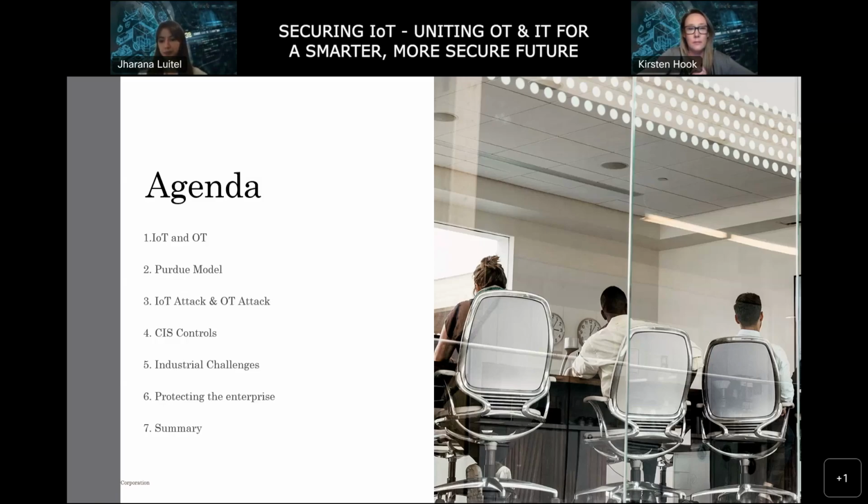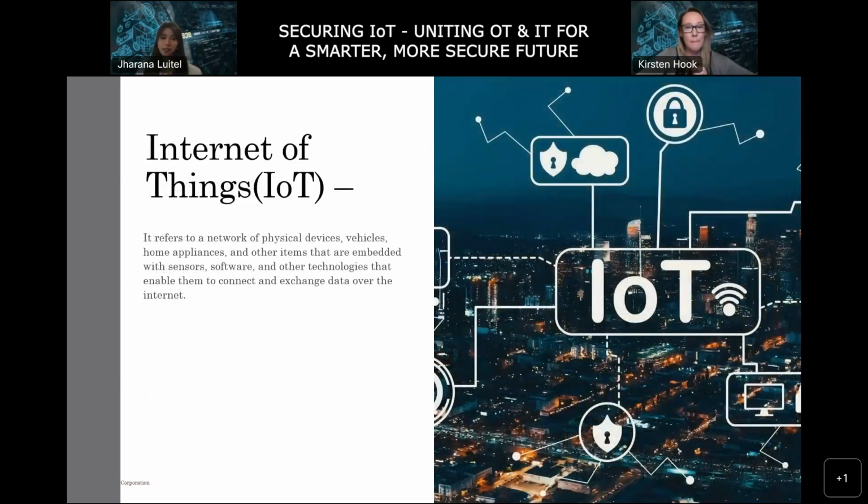Now talking about IoT, what exactly is IoT? IoT stands for Internet of Things. In simple words, it's like a giant virtual playground where all your devices are like best friends and they play together to make your life easier. It's like a team of superheroes with each device having its own unique power.